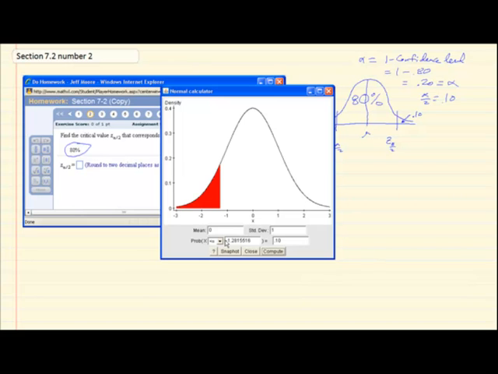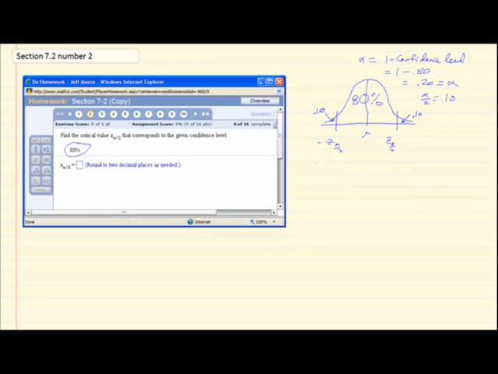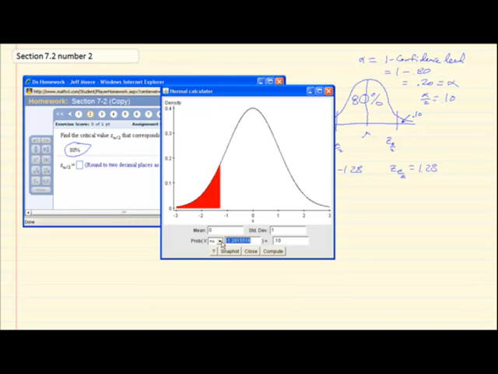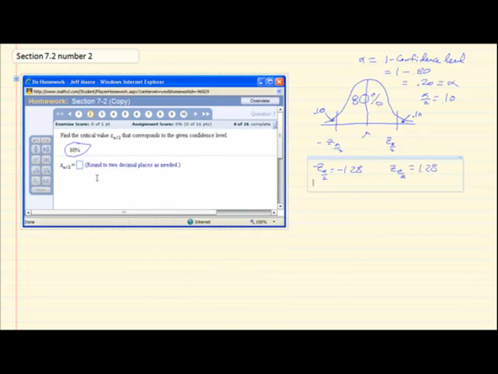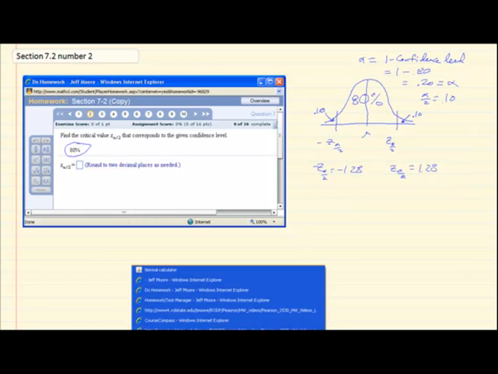And that's going to give us a Z value of minus 1.28. So over here to the left, the opposite of Z sub alpha over 2 would be minus 1.28, which tells us then that Z sub alpha over 2 would be positive 1.28 since this distribution is symmetrical. And we can do it that way too. We can just make this greater than or equal to, make this 0.10, hit compute, and we're going to get the positive 1.28 value. So Z sub alpha over 2 would be 1.28.